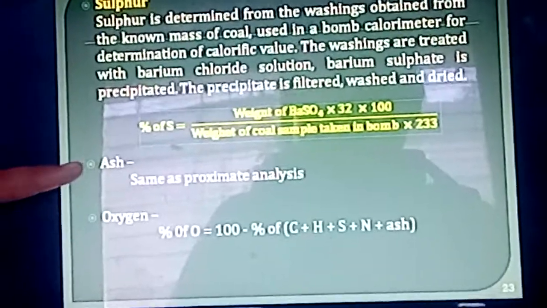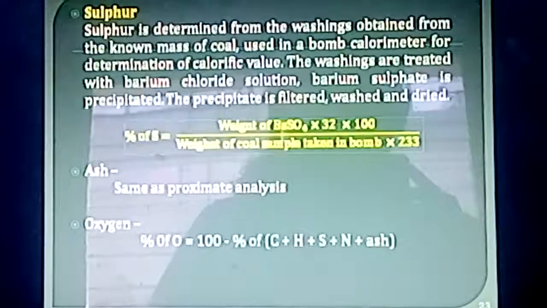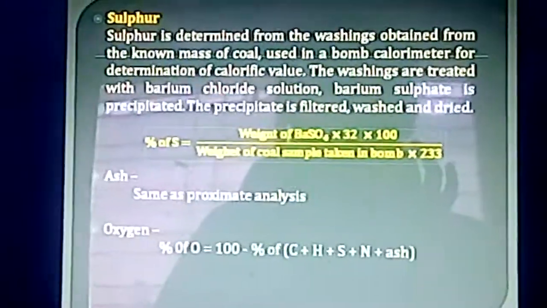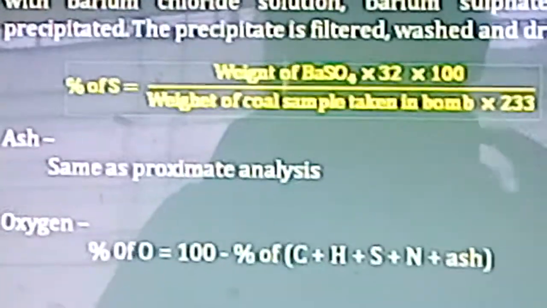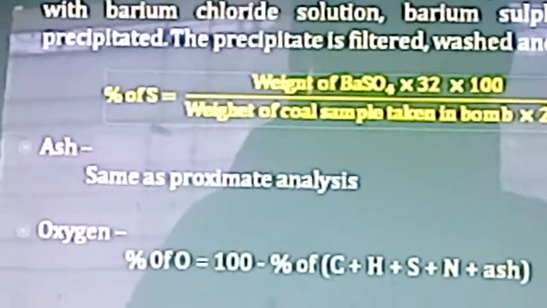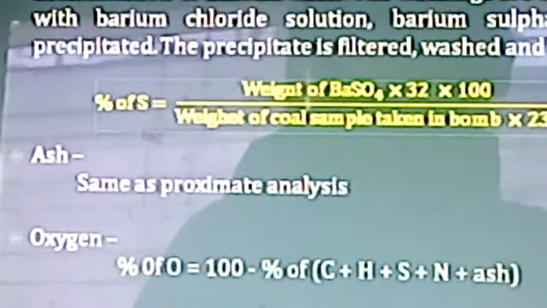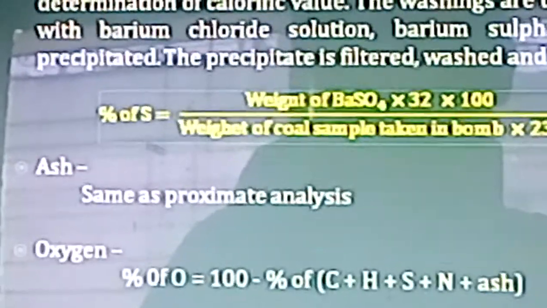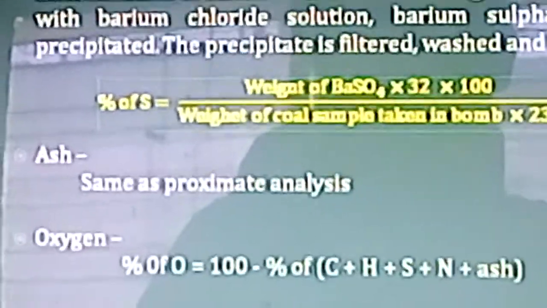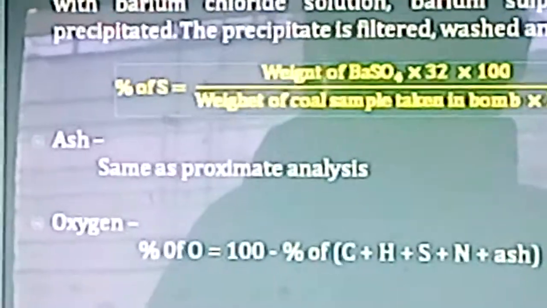The next one is determination of percentage of the ash. The same procedure, ash is determined in the same way as carried out in proximate analysis of coal. That is, a known quantity of coal sample is heated in an oven at 110 degrees Celsius for a period of 1 hour. Then loss in weight divided by weight of coal into 100.